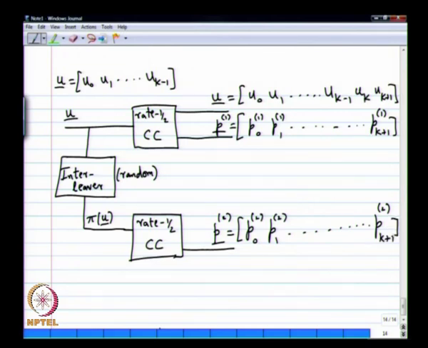Now there is something which is a bit subtle. Somebody might ask, think of this. I don't know if any of you are going to think about it.